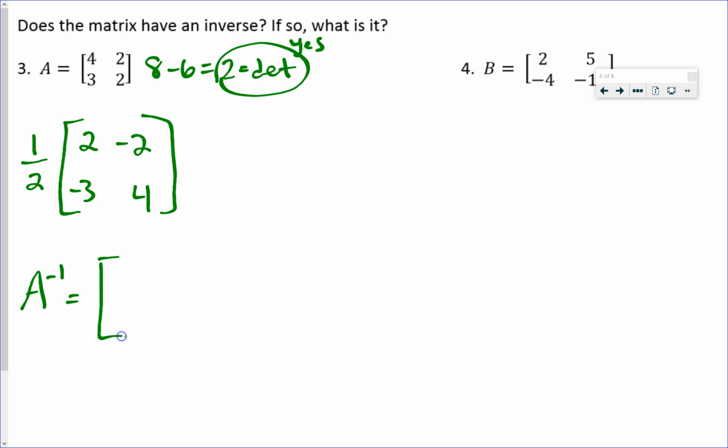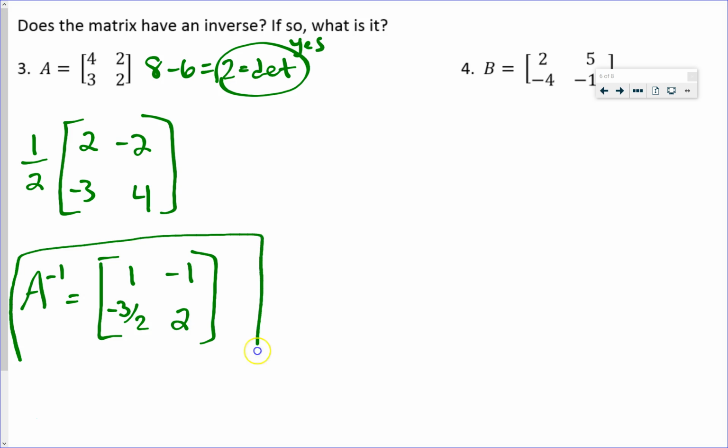All right, so when I multiply this through, what is 1/2 of 2? 1. What's 1/2 of negative 2? What's 1/2 of negative 3? Negative 1.5, or negative 3 over 2, same thing. And what's 1/2 of 4? 2. And that is our inverse, right there.